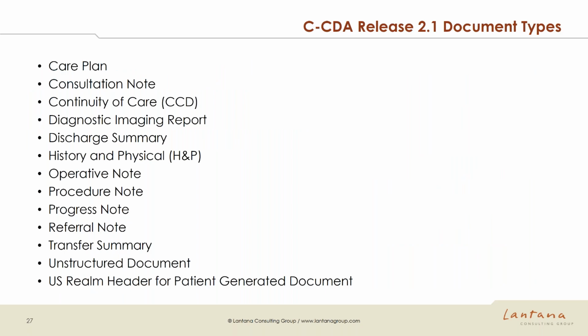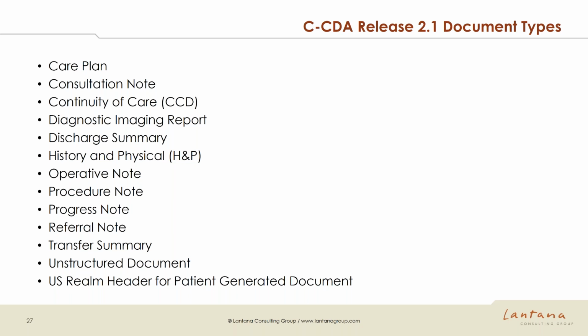Okay, so here's a list of the document types that are available in Consolidated CDA Release 2.1. Probably the most common one that folks have experienced or seen exchanged so far is the Continuity of Care document, or CCD. This is one of the most common summary documents that are exported out of EHRs. The other document types, such as discharge summary or care plan, are also seeing more and more uptake over time.